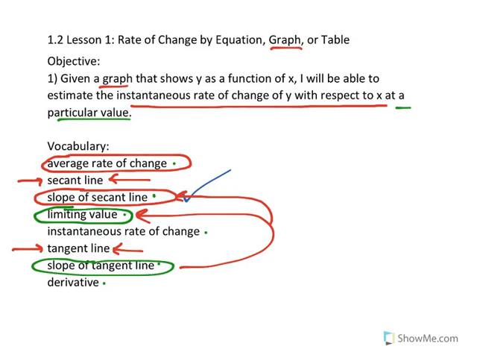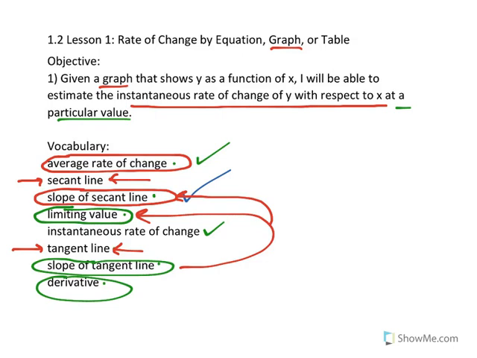In other words, as the time interval gets shorter and shorter, our average rate of change becomes a good approximation for the instantaneous rate of change. And we call the instantaneous rate of change the derivative of the dependent variable with respect to the independent variable.